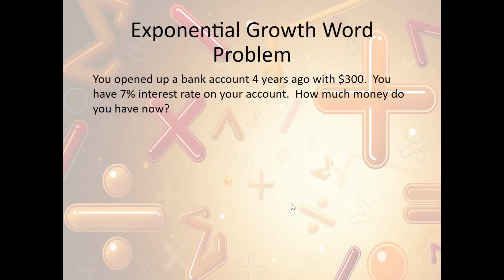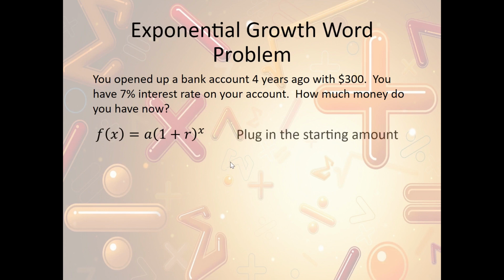Let's look at another example. So it says we opened up a bank account 4 years ago with $300. You have a 7% interest rate on your account. How much money do you have now? So again, we're going to start with our exponential growth formula. So we're going to plug in the starting amount. Our starting amount was $300. So we plug that in for a.